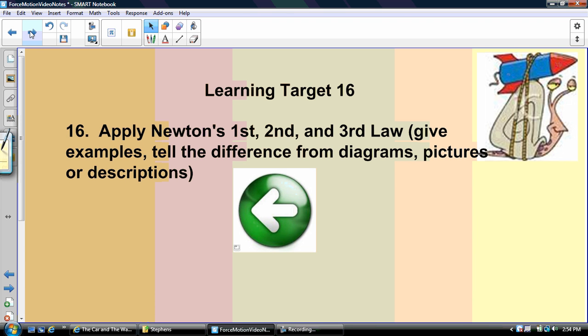Okay, hopefully that gives you a good idea of what Newton's first and second laws are. We will have another video on Newton's third law.